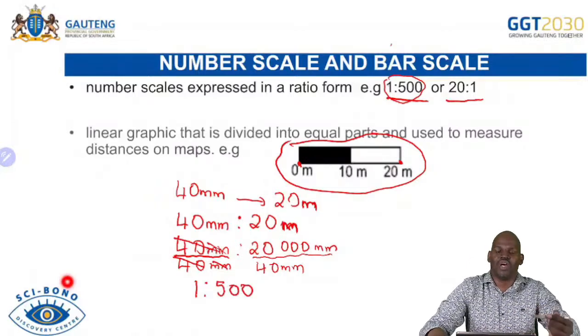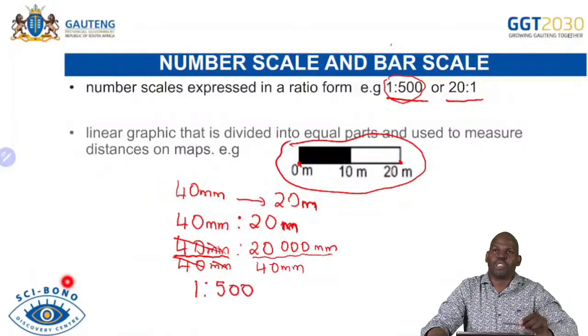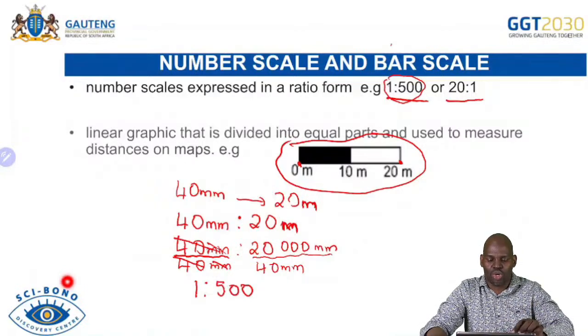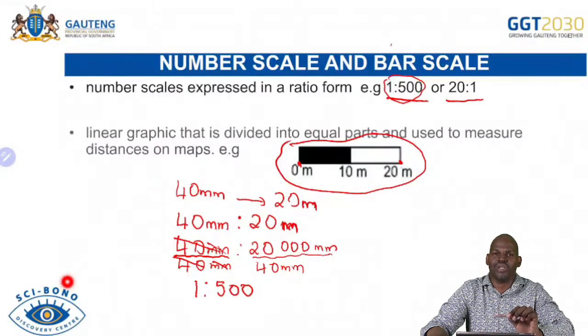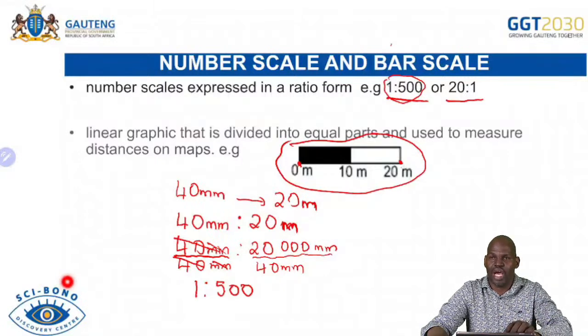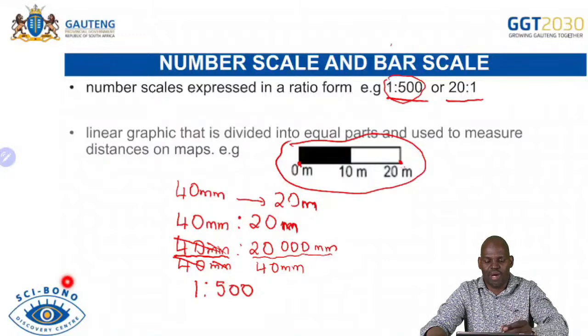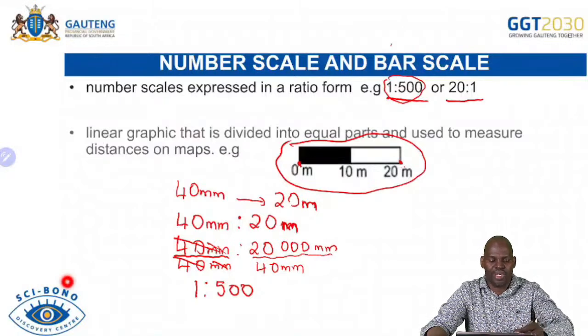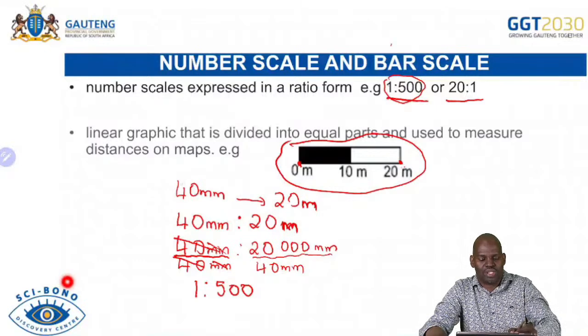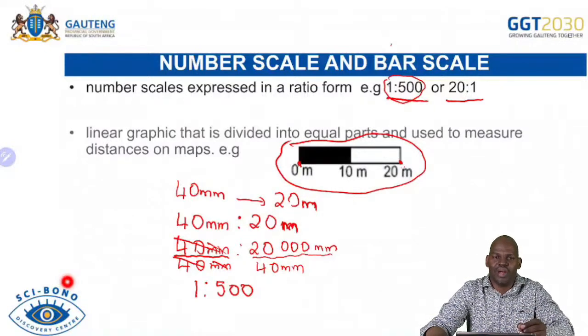Okay, so whenever you're given a bar scale, it means you must be able to measure it. You can measure it from 0 to 10, but we advise learners to always measure it from the starting point to the end point, just to make it easier for yourself. So from the starting point until the end point, in this case, if I measure from this point to the other point, I get 40 millimeters. So it means 40 millimeters on the map is the same as 20 meters in reality.